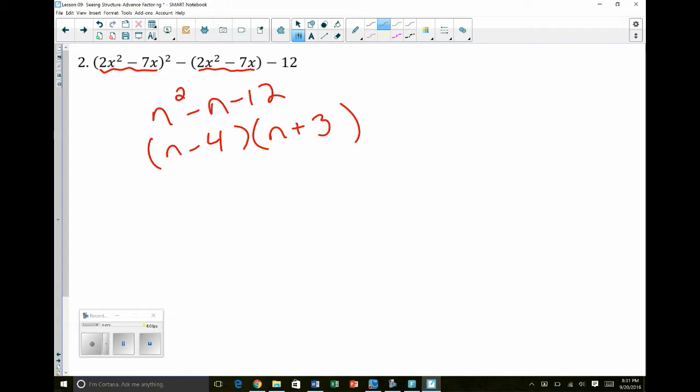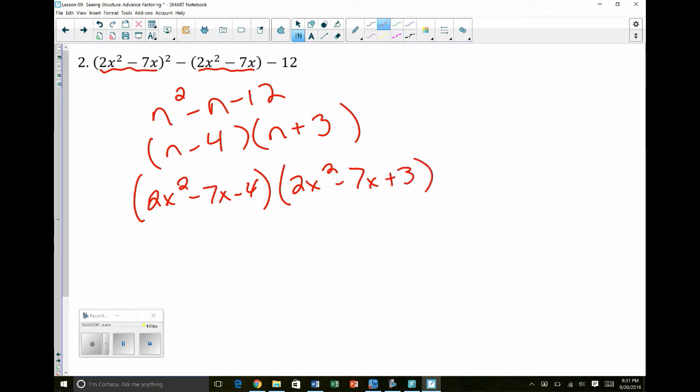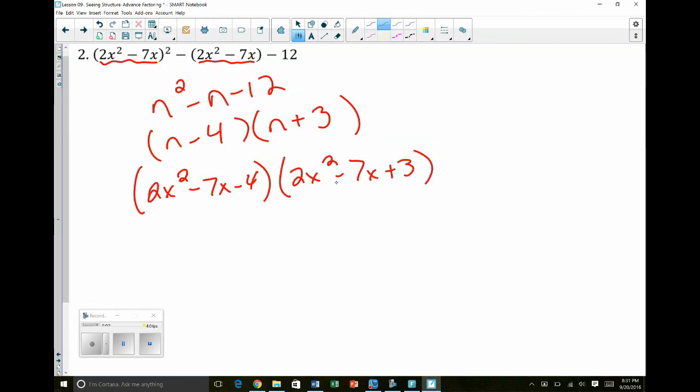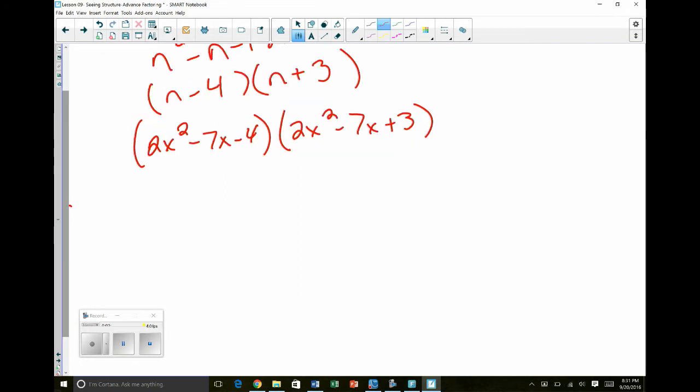So I have this expression here, but I don't have an n. n's just being my placeholder for 2x² − 7x. So this is (2x² − 7x − 4)(2x² − 7x + 3). Well, now I have two quadratic polynomials that maybe I can factor. How am I going to factor these? Well, I have leading coefficients here, so I'm going to have to use the AC method.